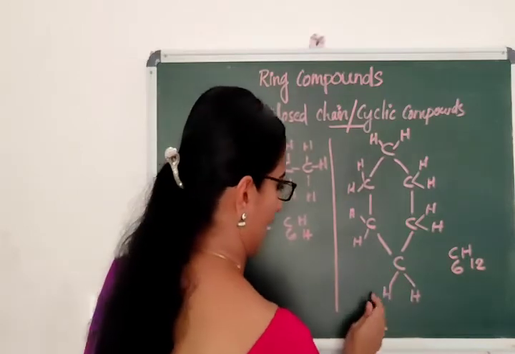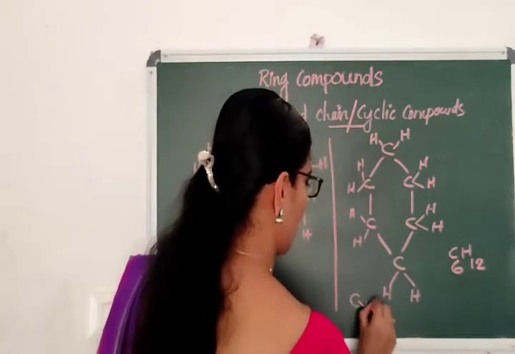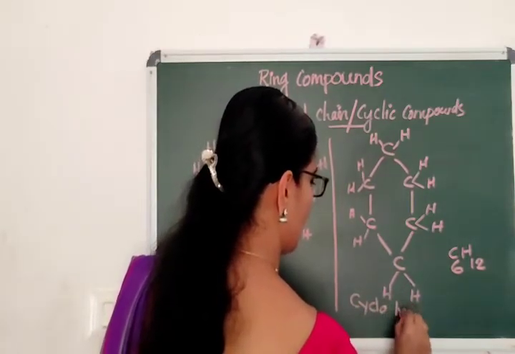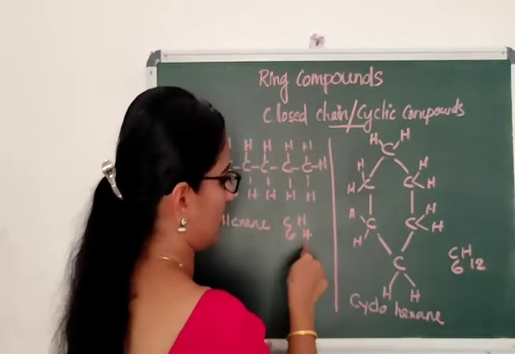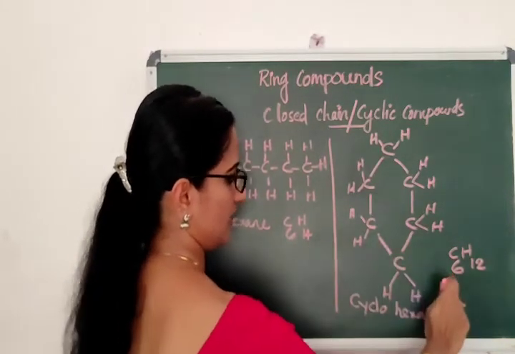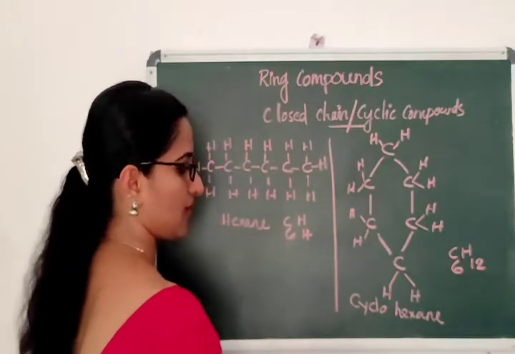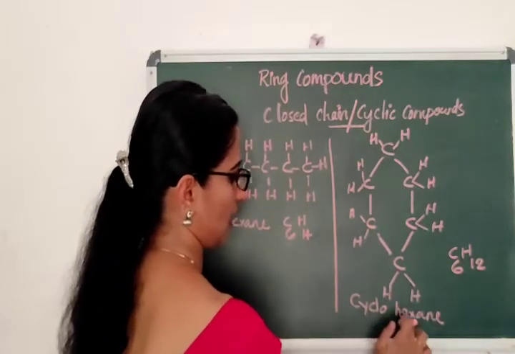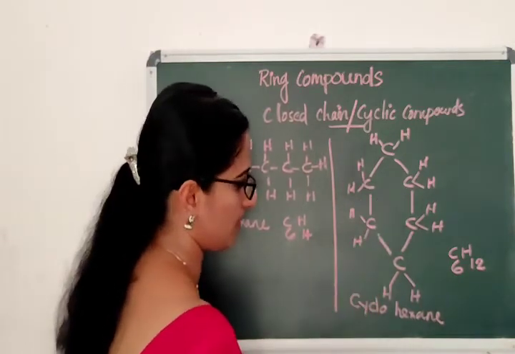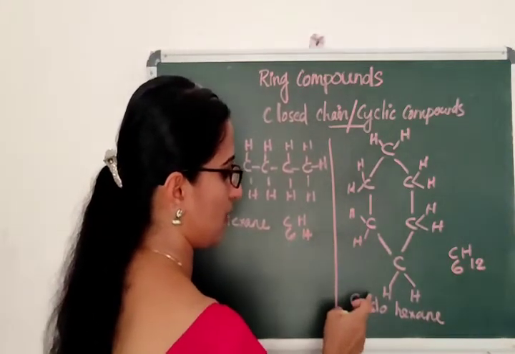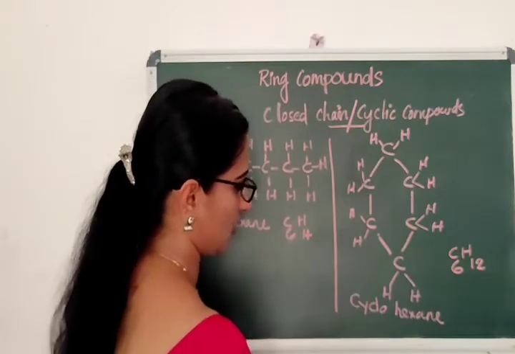This is normal hexane, or straight chain compound. And this is known as cyclohexane. When you close the ring, 2 hydrogen are reduced. So C6H12 is the chemical formula of cyclohexane. This is also saturated because no double bond is present. The best example of a cyclic compound is cyclohexane.